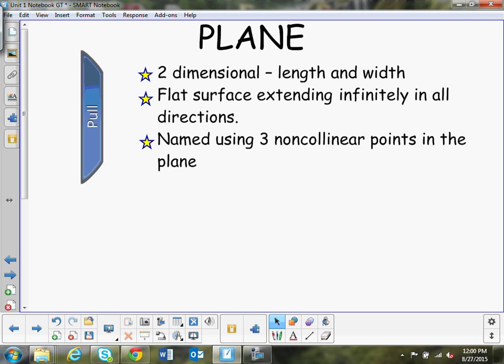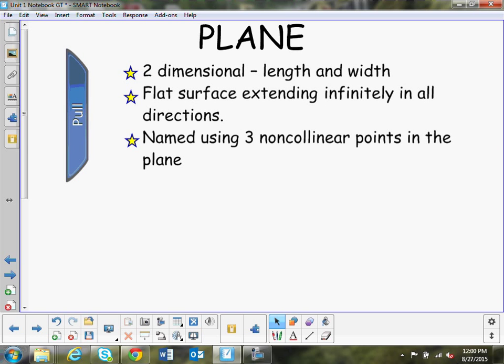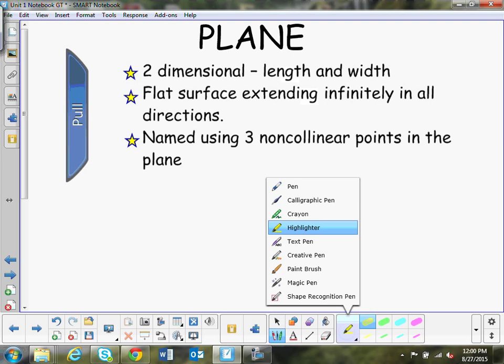This plane is two-dimensional, meaning it can have a length and a width. It's going to be a flat surface, and it goes on forever and ever. Just like the line goes on forever and ever, remember it has infinitely many points? This plane goes on forever and ever. And you name this using 3 non-collinear points.